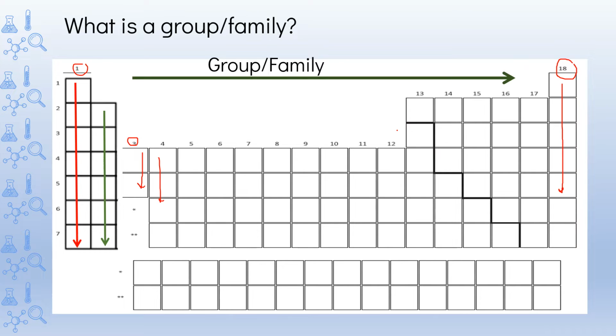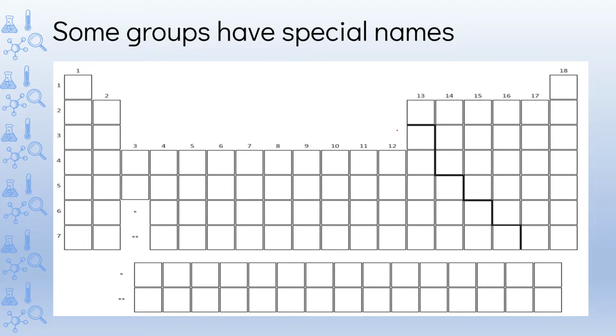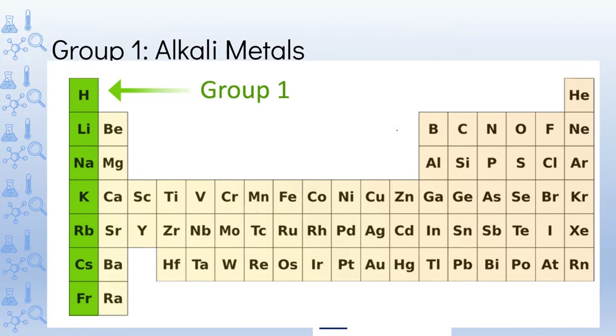Now, there's some cool things about these that we're going to look at next because some of these groups actually have some very cool names and some cool features. So as we talk about groups and families, the features I'm talking about are the similar characteristics that are distinct to each group or family. So some of our groups have special names, kind of like group number 1 over here. So group number 1, as I've highlighted, is called the alkali metals.